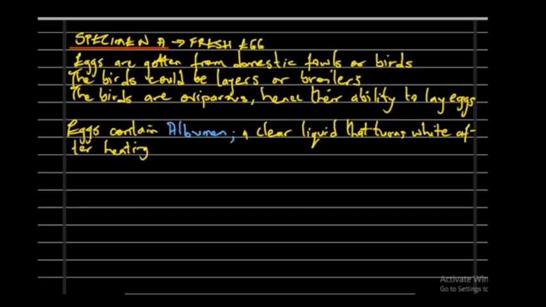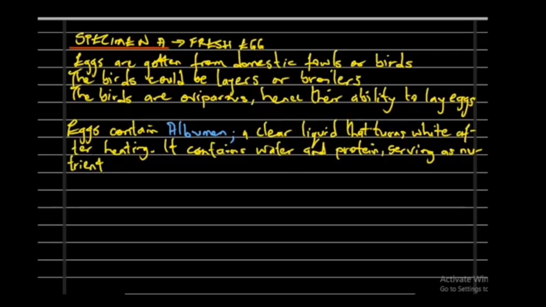But the moment you apply heat to it, that particular part that is clear automatically turns white in color. So that is the part that we refer to as the albumin. It also contains water and protein serving as nutrients. This albumin contains water and protein serving as nutrients.